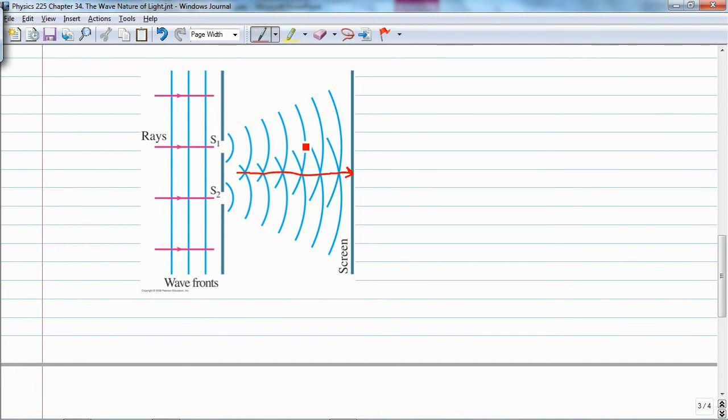And then as you go, you would have other spots or lines that would appear because of constructive interference, and you'd have places where there was no light or destructive interference. So Young's double slit experiment proved that light can exist as a particle, but also exist as a wave.